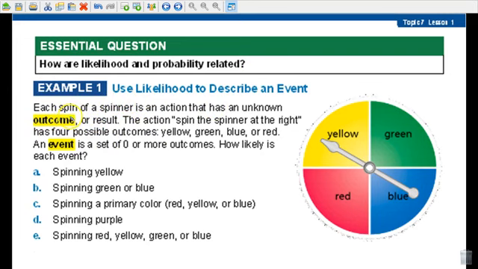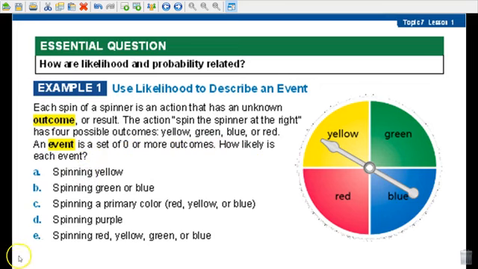Each spin of a spinner is an action that has an unknown outcome or result. So the action, spin the spinner at the right, has 4 possible outcomes. You can either land on yellow, green, blue, or red. An event is a set of 0 or more outcomes. How likely is each event?